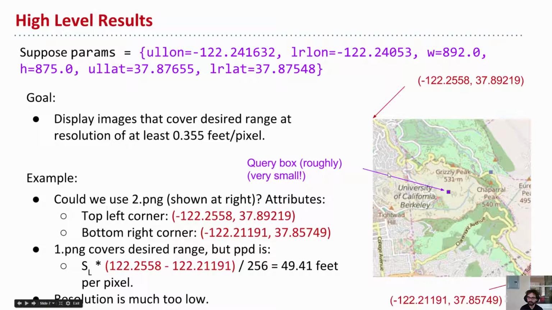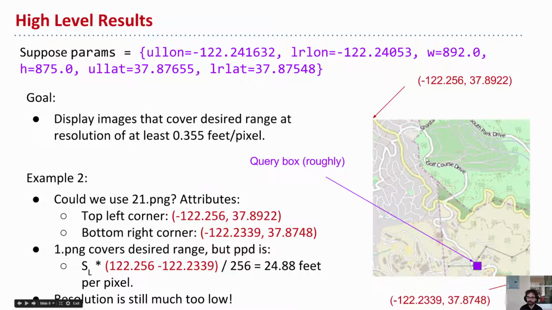So what about 2.1? We zoom in and we take the top left corner of this image and we get this, right? So notice this right here. If we take the top left corner, we'll see this wiggly road, and there it is, that wiggly road. So in this case, the query box is again wholly contained within the image we might serve to the user, 21.png, but its pixel density is also way too coarse. It's 24.88 feet per pixel. So while it's better than 49.41, it is not good enough, because remember again, the user wants a high resolution image that's 0.355 feet per pixel, so they can actually see the thing that they are looking for.